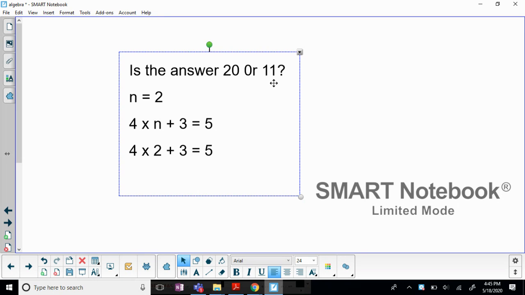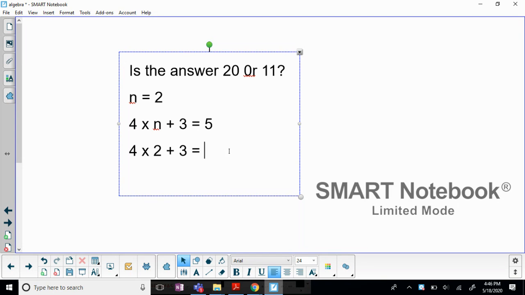But is the answer 20 or 11? Well, let's take a look. So I replaced the n with my 2. So I have 4 times 2 plus 3 equals 5. We know it's not true. We know it doesn't equal 5. But what does it equal? 4 times 2 plus 3. Well, how many people think it equals 20? Makes sense. 4 times 2 plus 3 is 5. So 4 times 5 is 20.